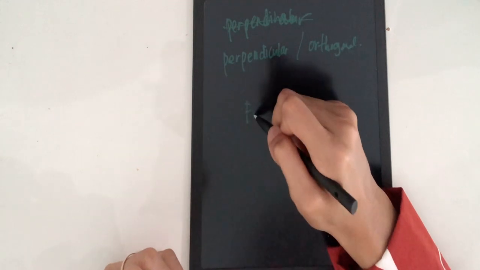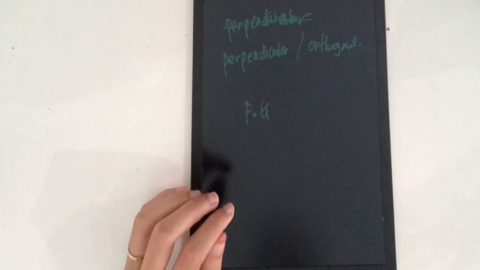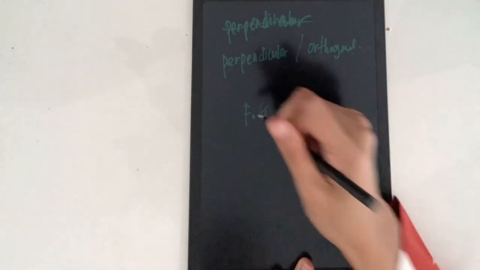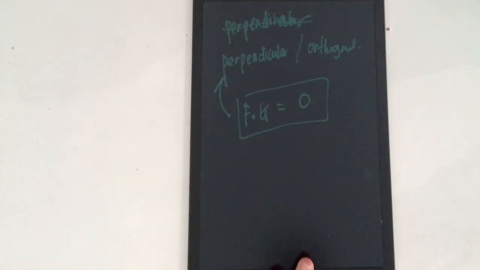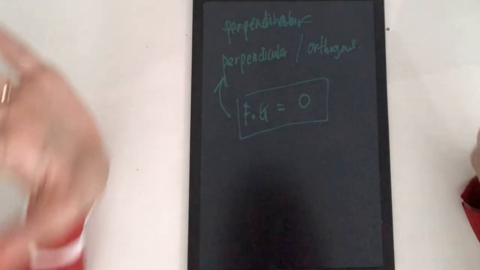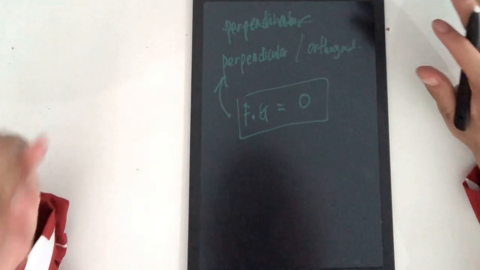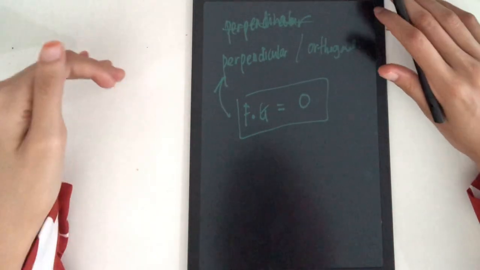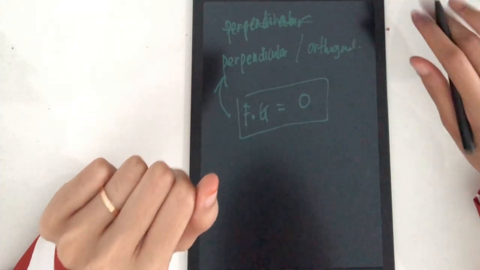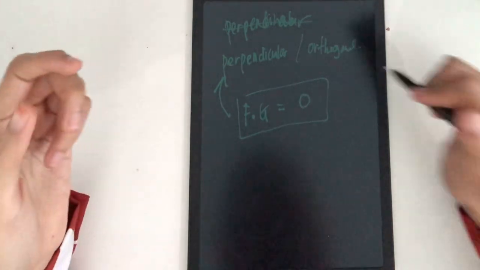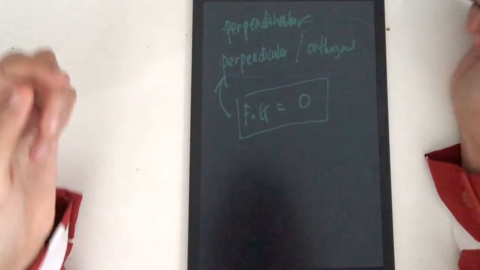If you have two functions, f dot g, let's say you dah buat multiplication by using dot product, and the answer that you get is 0, means that f and g are perpendicular to each other. Ataupun dalam kata lain, f is perpendicular to g if f dot g equals 0. So this is the relation between dot product and perpendicular and also orthogonal.